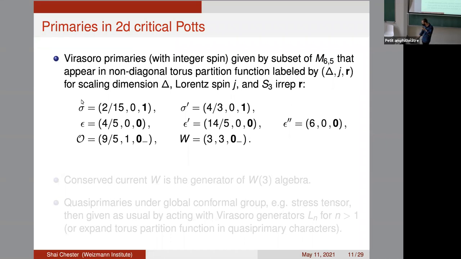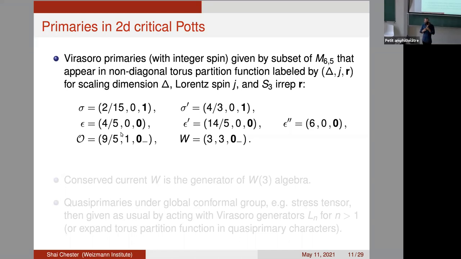We have these two relevant charged operators, sigma and sigma prime. As you see, the dimensions are both below two, both scalars. Then we have the single relevant singlet, epsilon, of dimension 0.8. Then we have the next lowest singlet, which is not relevant, because its dimension is 2.8. And then there's an even higher singlet, which is dimension 6. Additionally, there is a spin 1 primary, as well as a spin 3 primary.